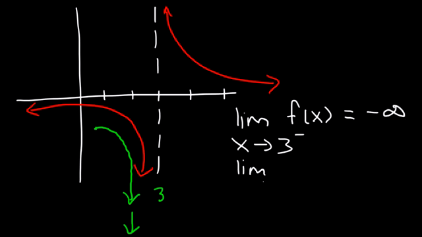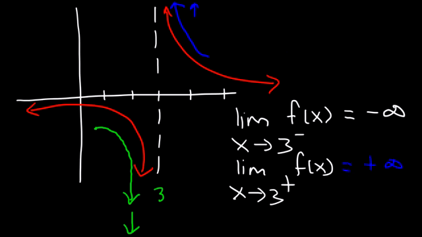Now what about the limit as x approaches 3 from the right side? If we follow the curve towards the vertical asymptote with an x value of 3, notice that it keeps going higher and higher and higher. So therefore it approaches positive infinity.